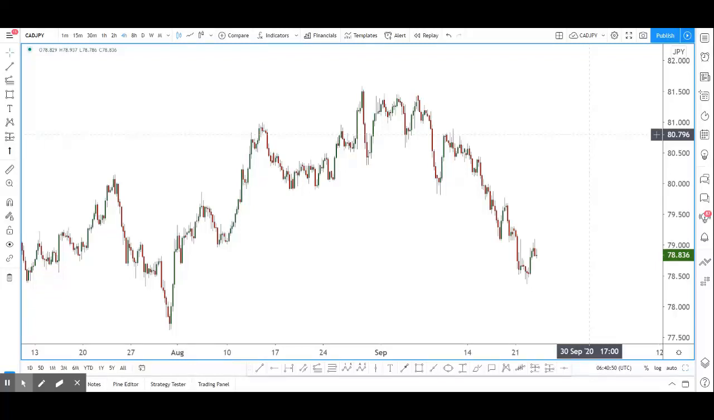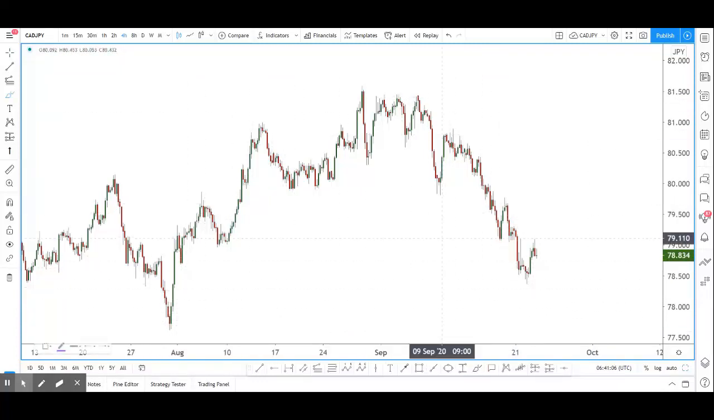And for today's trade of the day, I'll be looking at the CAD yen. What I have here is the CAD yen on the 4 hour. There's a very nice intraday opportunity that we can take advantage of. But let me just show you guys how I'm going to derive my target.